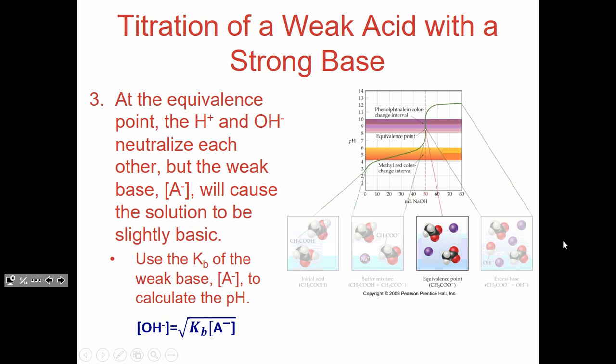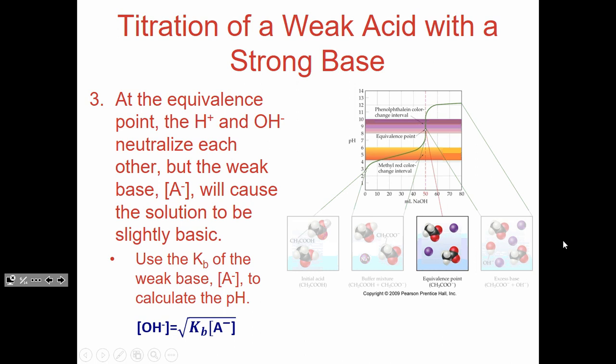That number of moles divided by the volume would give us the concentration at that point. So it's fairly easy to calculate the A minus concentration because we've perfectly neutralized all of our weak acid. The number of moles that it took to do that divided by the total volume in liters would equal our A minus concentration. Remember, multiply that by Kb, take the square root, and we've got our value for OH minus. Negative log of that, minus 14, would give us our pH.